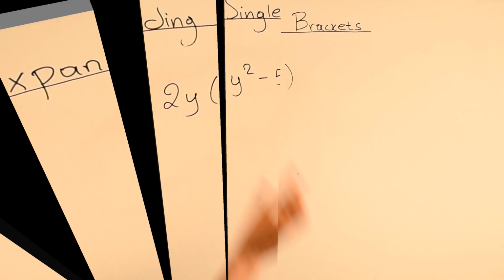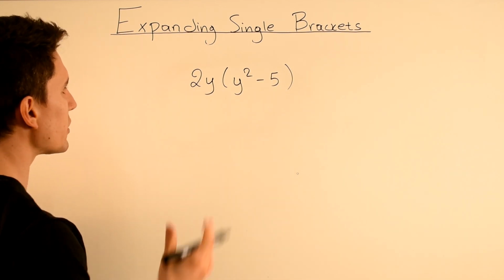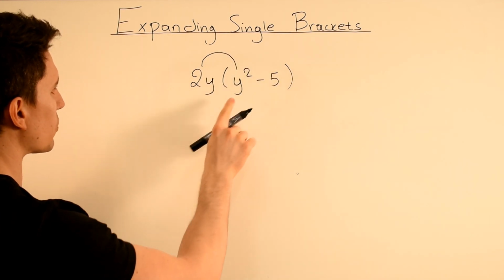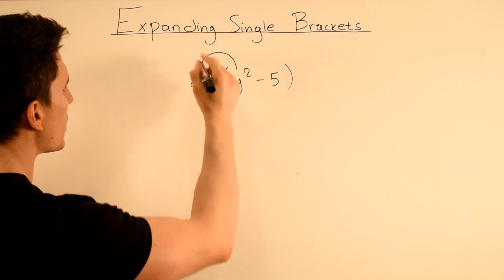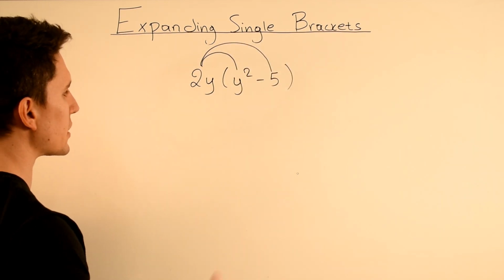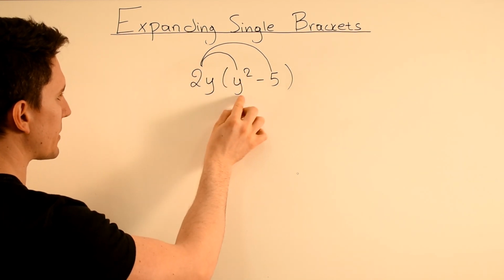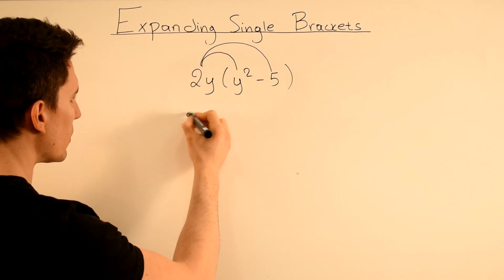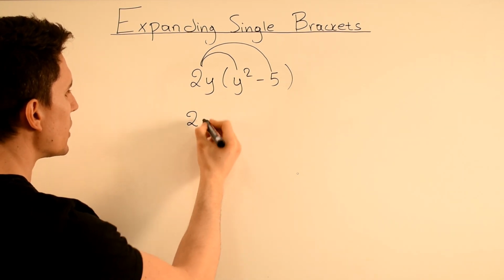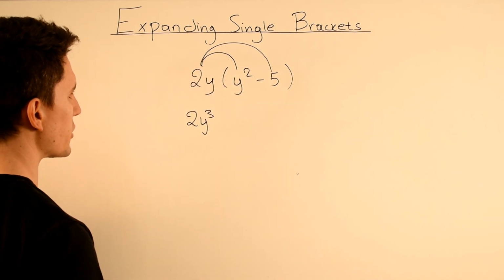Okay, so in this third example, we've got 2y times y squared minus 5. Let's go ahead and draw a claw first of all. So we've got 2y, let's draw the claw joining it to y squared, and we'll need to do the same with 2y being joined to our minus 5. How do we proceed? Well, we have to do 2y times y squared. That's going to give us 2. And what is y times y squared? Well, that's simply y cubed. Therefore, we get 2y cubed from this first multiplication.